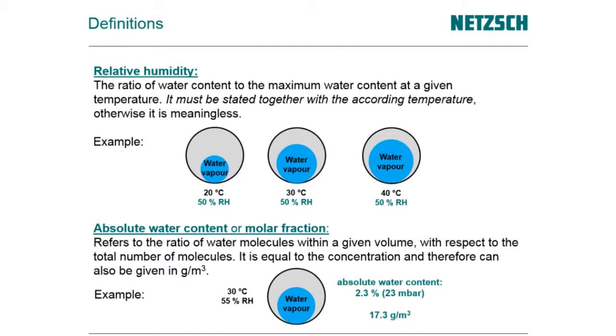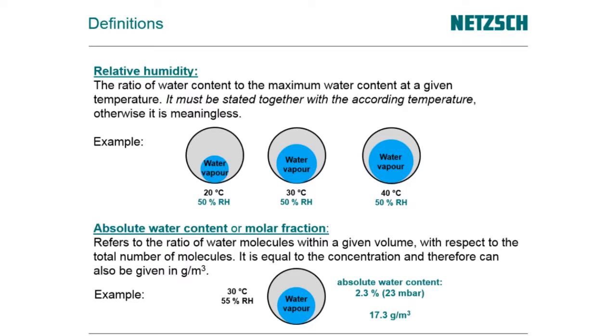Again, an example, here we have 30 degrees C with a relative humidity of 55%, and you can also give this relative humidity definition with the absolute values. In this case, 2.3% of the whole volume is water, and also as concentration, it's about 17.3 gram per cubic meter.